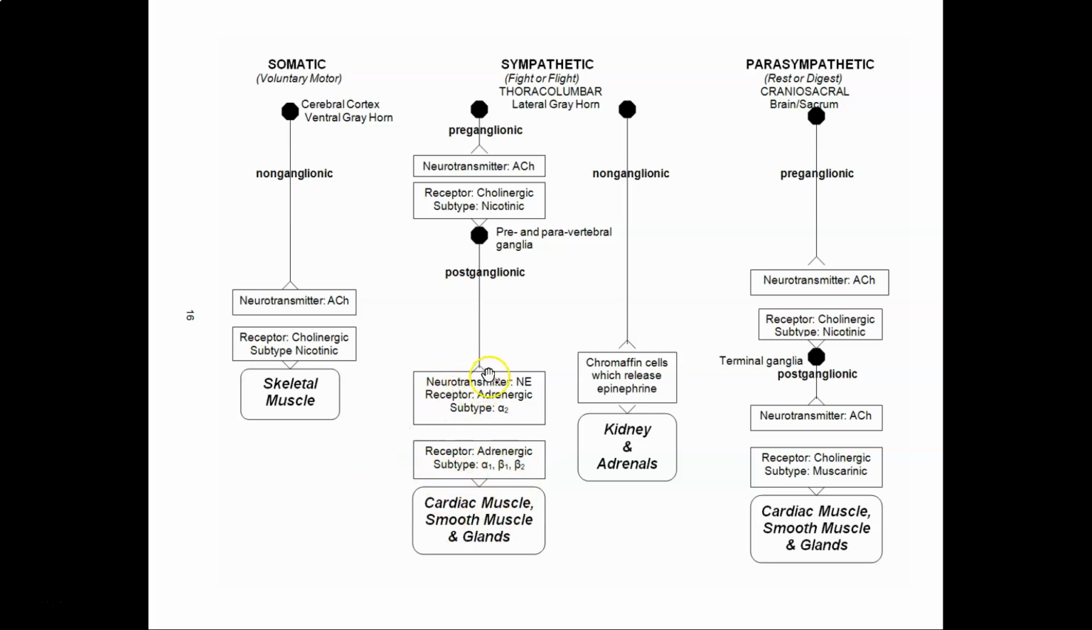And so this side is called the presynaptic membrane, and over here we have the postsynaptic membrane. And generally speaking, the receptors occur on the postsynaptic membrane. But in the case of the adrenergic receptors, we have a special receptor called an alpha-2 receptor that's on the presynaptic membrane. And its job is to prevent the excessive release of norepinephrine.